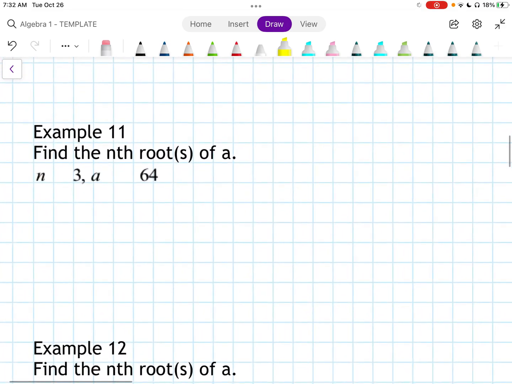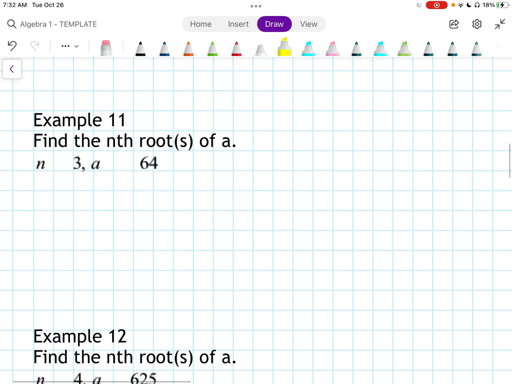All right, so example number 11. It says that n equals 3 and a equals -64, and we're supposed to find the nth roots. So this is going to be the third roots of -64. And now that we wrote the root just now, we have to think about, are we going to need the plus or minus? Well, this is a cubed root, a third root. That's an odd root, so we do not need the plus or minus.